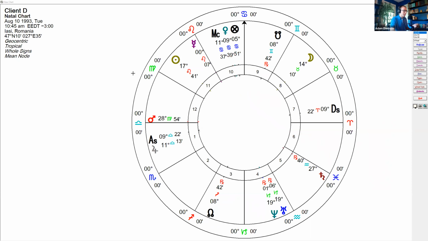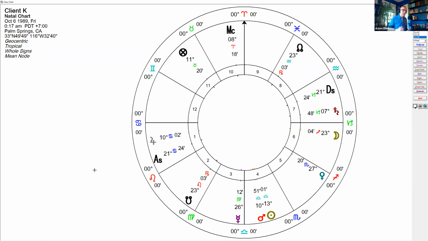I have one more client's chart that I'm going to look at. This one even more briefly. Let's see. So this is Client K, who just said, show me what you've got. Show me what you see. So I'm going to keep this one really simple because we're almost out of time.